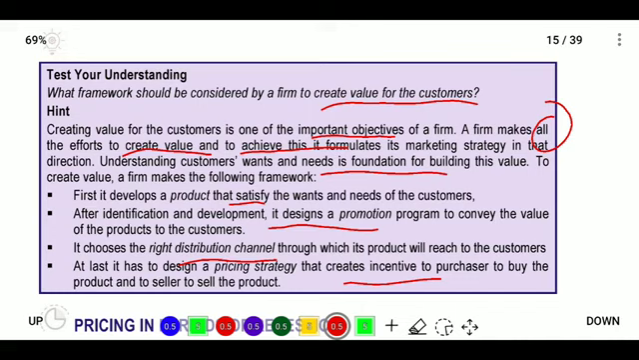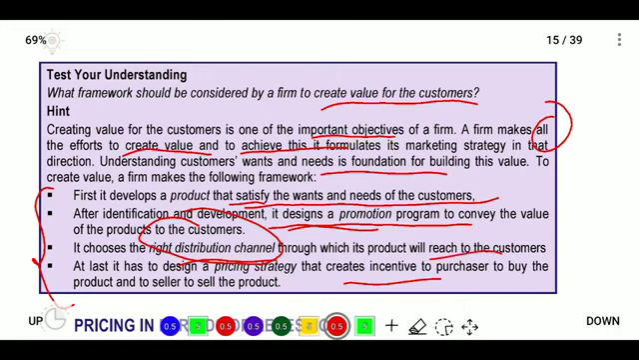To create value, a firm follows the following framework. So this framework will be required. First it develops a product that satisfies the wants and needs of customers. Wants and needs of the customer we must identify. Next, after identification and development, it designs a promotion program to convey the value of the product to the customers. Next, it chooses the right distribution channel through which the product will reach the customers.